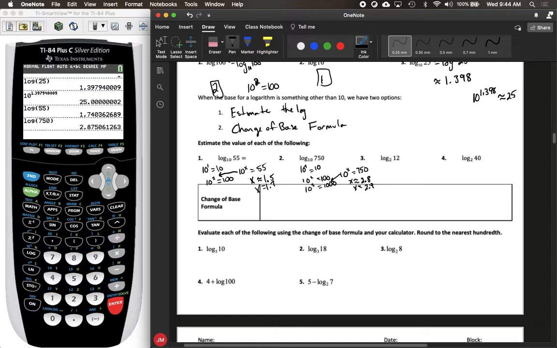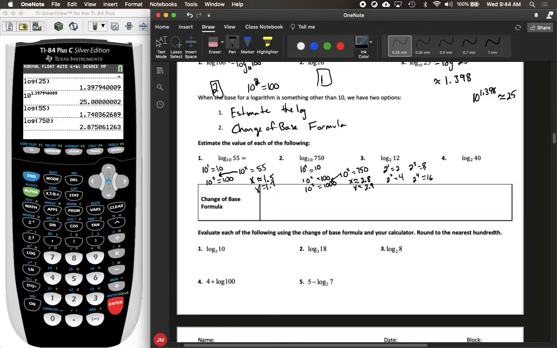Now in number 3, we finally see a base that's not 10. We see log base 2 of 12. And so what we need to do is ask ourselves, 2 to what power is 12? Well, let's see, 2 to the first power would be 2, 2 to the second power is 4, so it's not going to be in between those. We've got 2 to the third power, which is 8, and then 2 to the fourth power, which is 16.